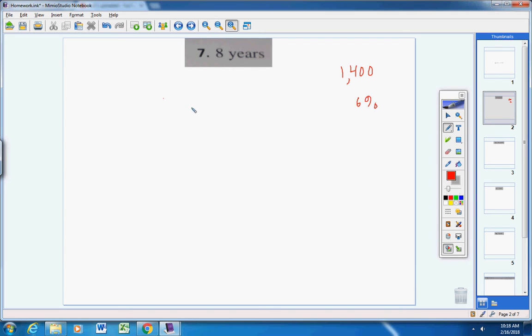So we are going to use our model that we have for exponential growth. Y equals C, parentheses 1 plus R to the T power. Okay, now Y is my ending balance, and that's what I'm looking for, so I'm going to leave Y. Okay, now C is my starting amount, and I'm starting off with $1,400. Okay, 1 plus, now R is my interest rate, which is 6%. So I'm going to put 0.06. Okay, now for my time, I'm going to put T, I'm going to put 8 for 8 years.